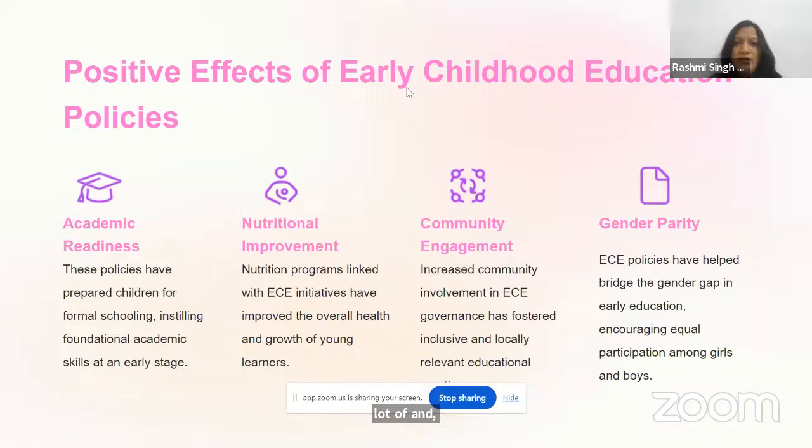The positive effects of early childhood education policies include academic readiness now. Children, where they say that children should attend grade 1 at the age group of 6.